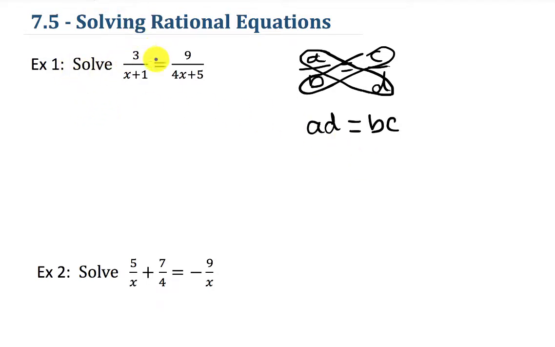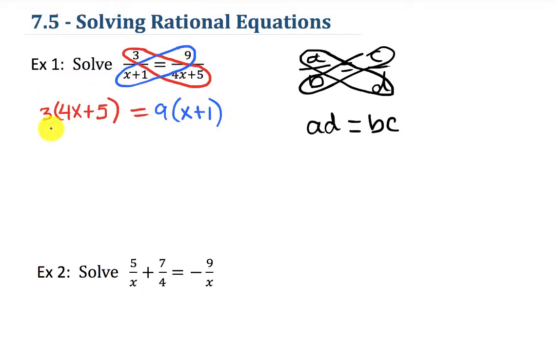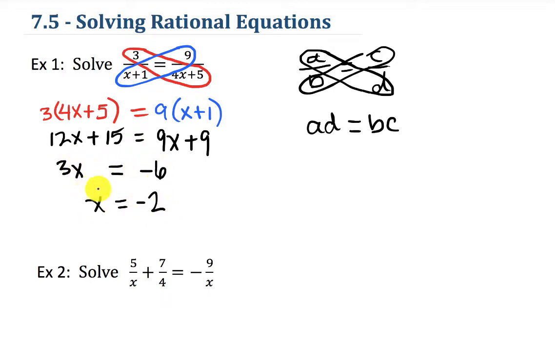First I would take 3 times the quantity of 4x and set that equal to the product of 9 and the quantity x plus 1. From here, we just distribute, combine like terms, and solve for x. Divide both sides by 3, and the solution is -2.